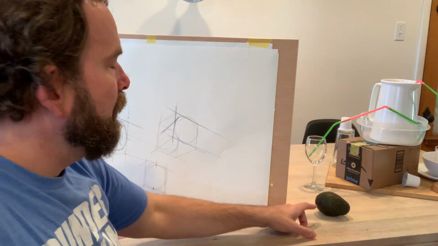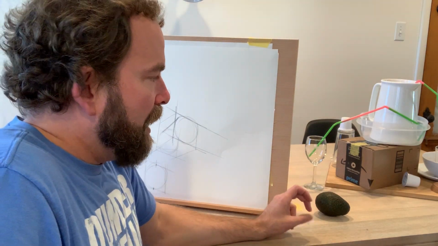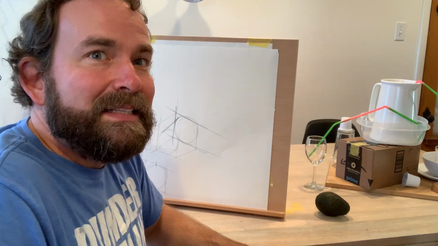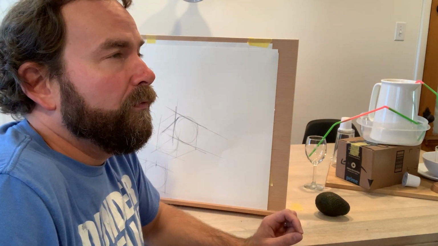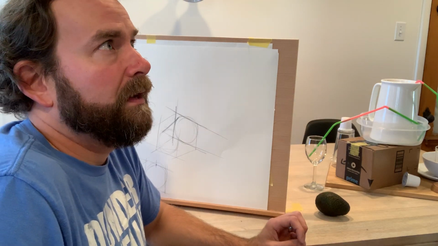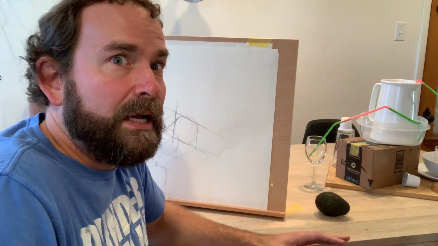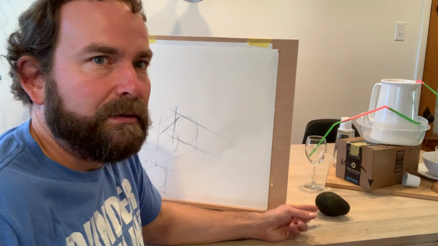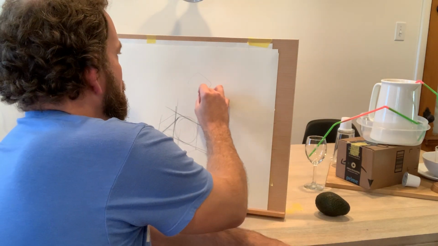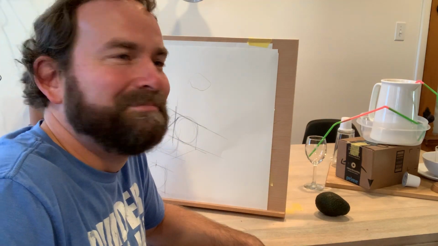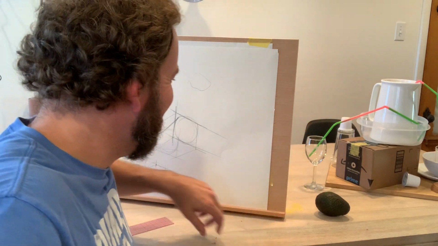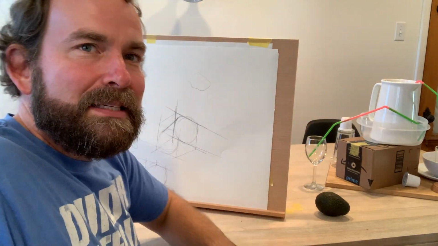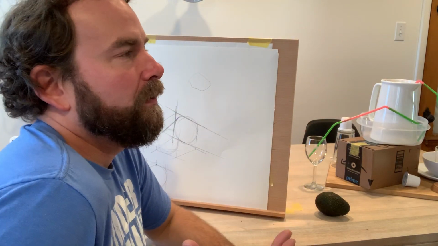But how do you go about drawing something like this? It's the same thing. Whenever I teach this course, a lot of students just kind of forget everything I taught them. It goes out the window when they see an object like this. They're like, oh, I'll just draw my avocado. It's like, no. You take the same approach, and it's actually easier, and you only have to do it once.